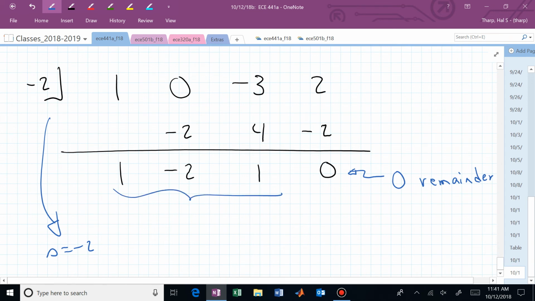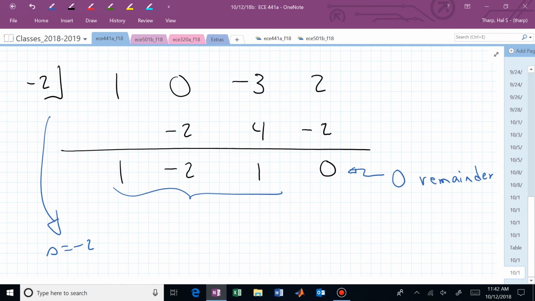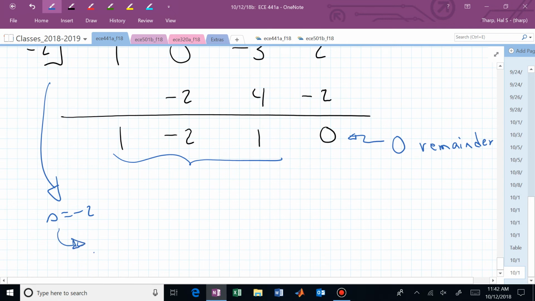And this is what polynomial remains after factoring out a factor that has as a root s equal to minus 2. So this will lead to a factor of s plus 2 in the cubic. The remainder after the synthetic division is s squared minus 2s plus 1, and I'm sorry, I have a minus 2s, so that's an s minus 1 times an s minus 1.